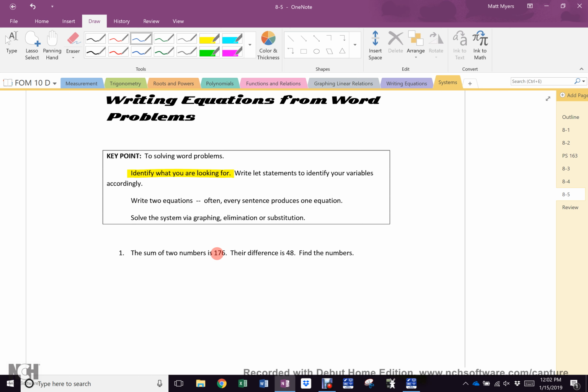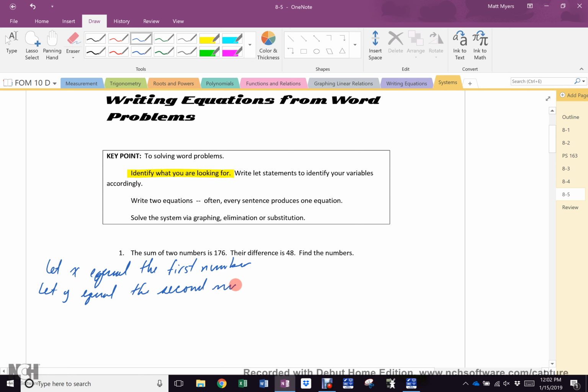If I was in grade 7, I would have had to write this. Let x equal, do not write this down, the first number. And then I would have had to write let y equal the second number. And that's what my grade 7 worksheet would look like. That was 1987. This is 2018.